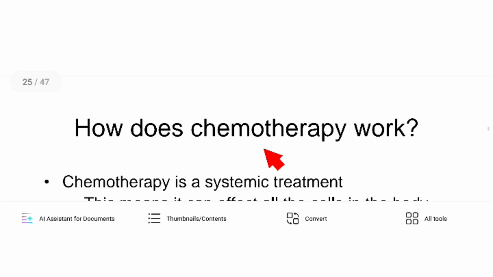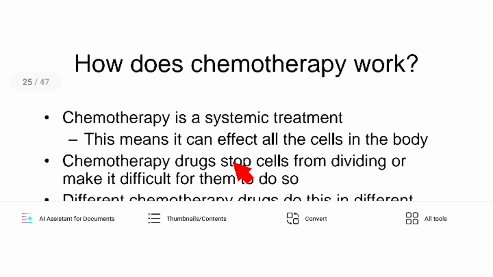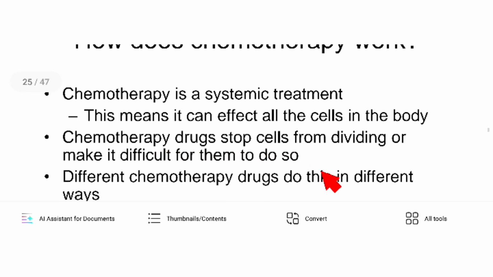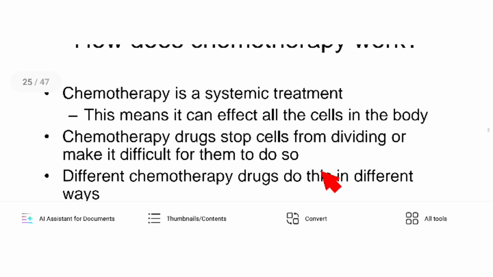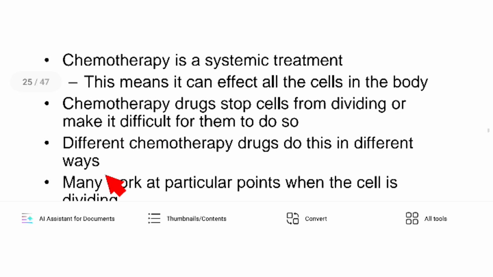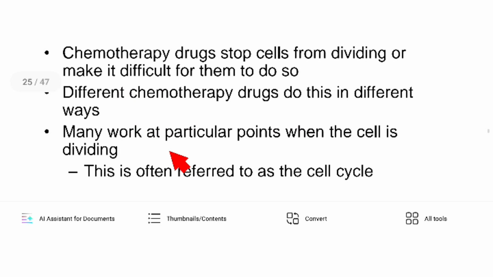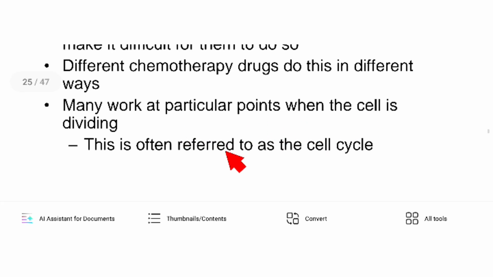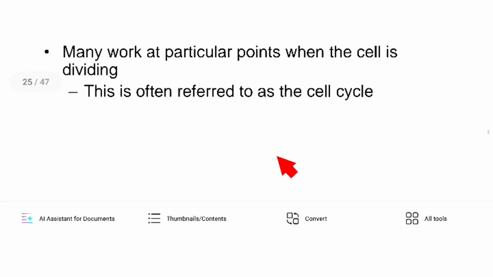Chemotherapy. How does chemotherapy work? Chemotherapy is a systemic treatment. This means it can affect all the cells in the body. Chemotherapy drugs stop cells from dividing or make it difficult for them to do so. Different chemotherapy drugs do this in different ways. Many work at a particular point when the cell is dividing. This is often referred to as the cell cycle.